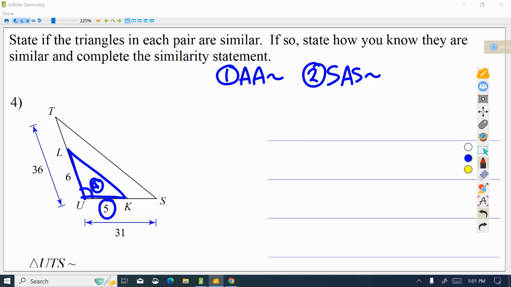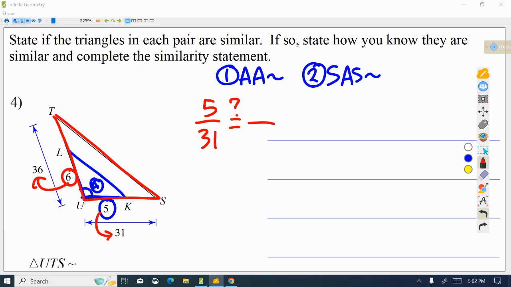Okay, so what corresponds with 5 in the bigger triangle, right? We'll put 5 over 31. Okay, if I put 5 over 31, then we want to see if that's equal to the other ratio, which in this case would be 6 over 36. So now we should be able to see on the left-hand side, there's nothing that we're going to be able to break down, right? It can't be done, okay? But 6 over 36 can be broken down into, right, this is 6 times 1 over 6 times 6, okay?